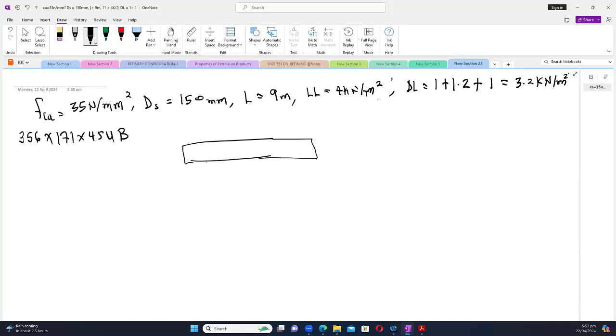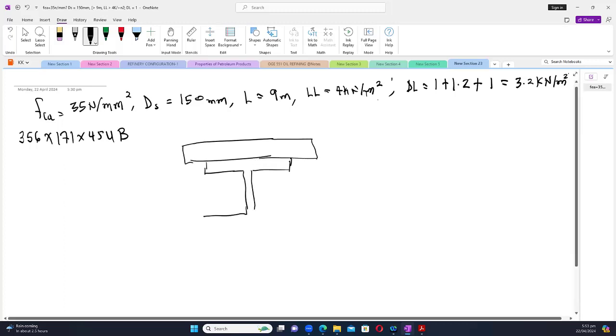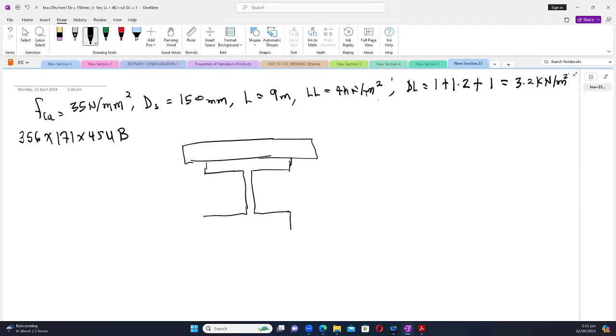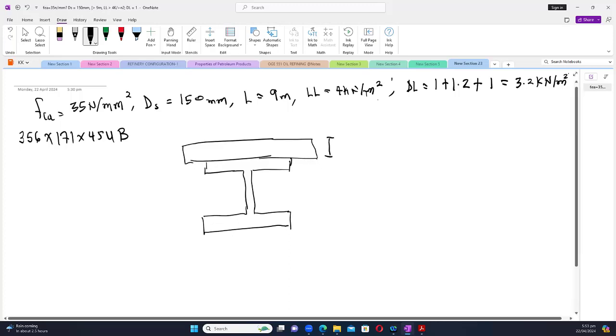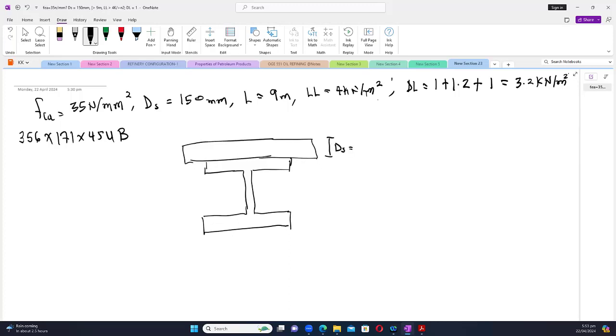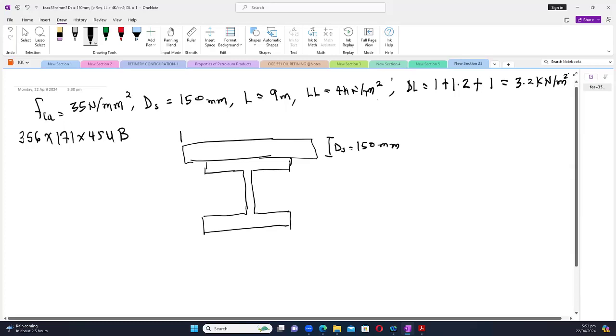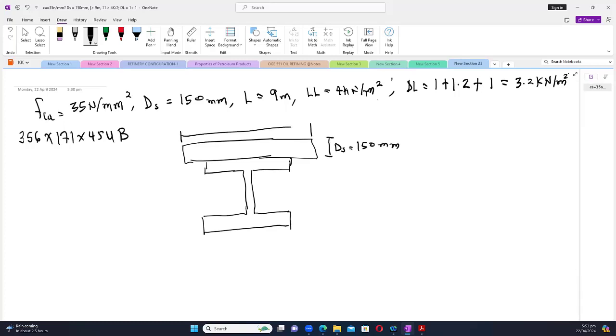Then the steel section will come below it this way. So this is obviously the thickness of our slab, DS, which is in this case 150 millimeter. Then we should have a certain width of the concrete slab to consider, which we normally call BE.